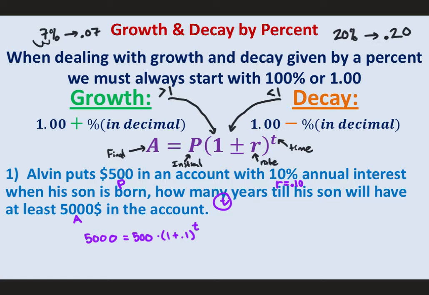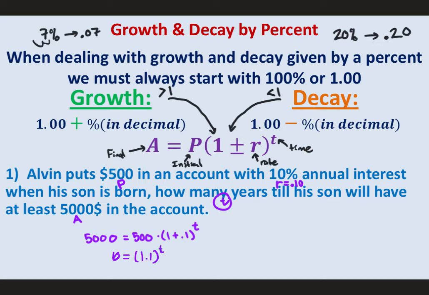First thing I'm going to do is divide this 500 right here over to the other side. I'm trying to get T by itself. I'm trying to solve for T, so I'm going to divide that 500 over to the other side. 5,000 divided by 500 leaves me with just 10. So I'll now have 10 equals 1 plus 0.1, which is 1.1, to the t power.